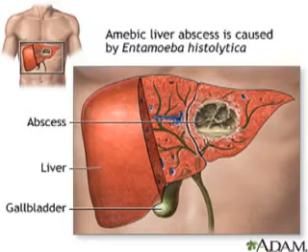Investigations include abdominal ultrasound, chest x-ray, FBC, that's full blood count, ESR, that is erythrocyte sedimentation rate, stool examination, abdominal CT scan, and serology for amoebic antibodies.